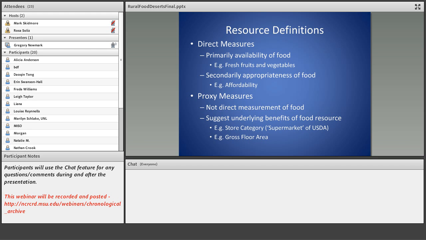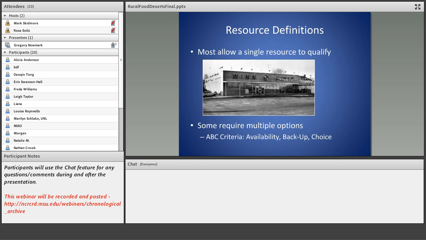So, for example, the USDA uses, as I read earlier, a store category measure. As a proxy measure, is it a supermarket? Or you might use the gross floor area, that a store needs to be of a certain size. And certainly you could have a small store that has lots of food, but this is a simple way to get by proxy to what that resource really is.